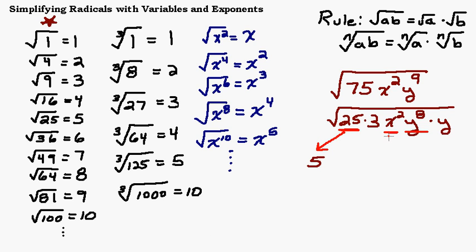The square root of x squared is x. Notice I skipped over the 3 because I can't take the square root of 3, well, without making it a decimal. Keep my color coordination here. The square root of y to the 8th is y to the 4th.